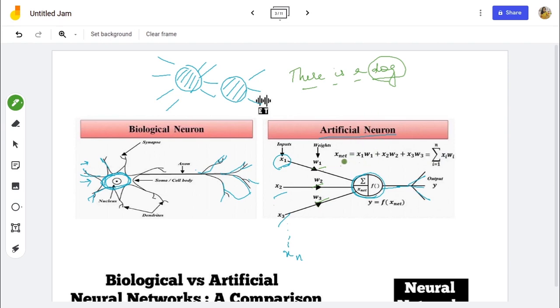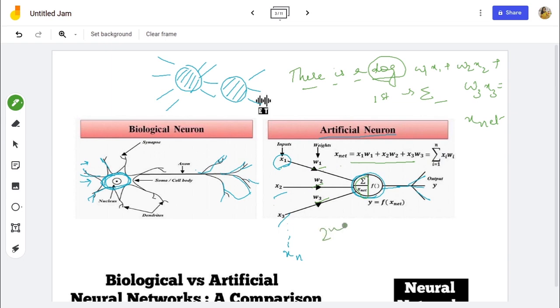So that gives us this. The first thing that happens inside is we have a summation function. So the first step is a summation function. So you have x net, which is the multiplication of w1 with x1 plus w2 x2 plus w3 x3. This gives us x net. So this is our first step, summation.